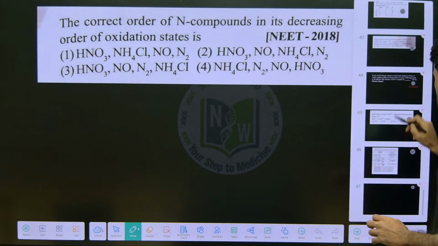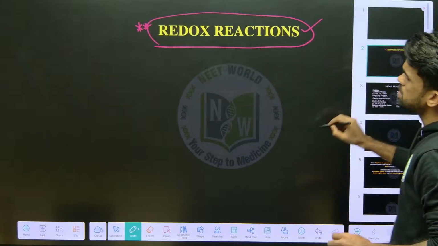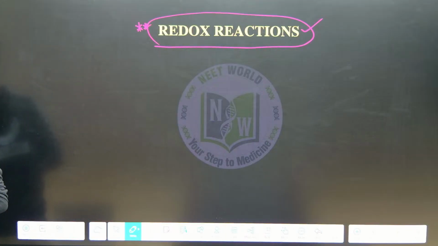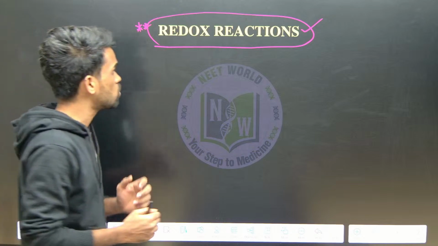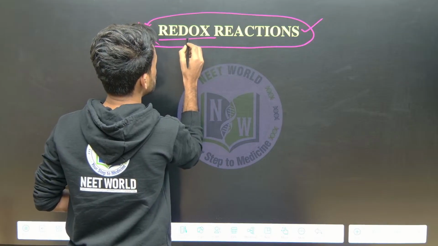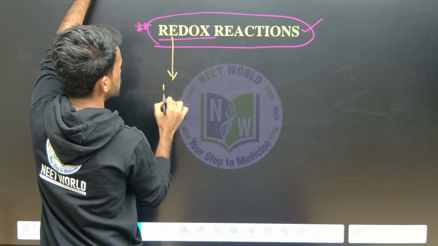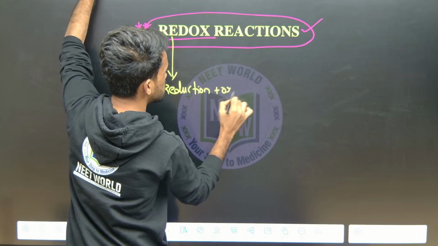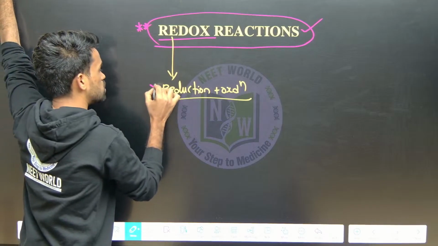First of all, let us start our discussion on redox reactions. Just tell me, what do we mean by redox reactions? They are the reactions which involve both oxidation and reduction processes. So what do we mean by reduction as well as oxidation? This is what we need to know. Reactions in which both reduction as well as oxidation take place are considered redox reactions. There are many applications of redox reactions.